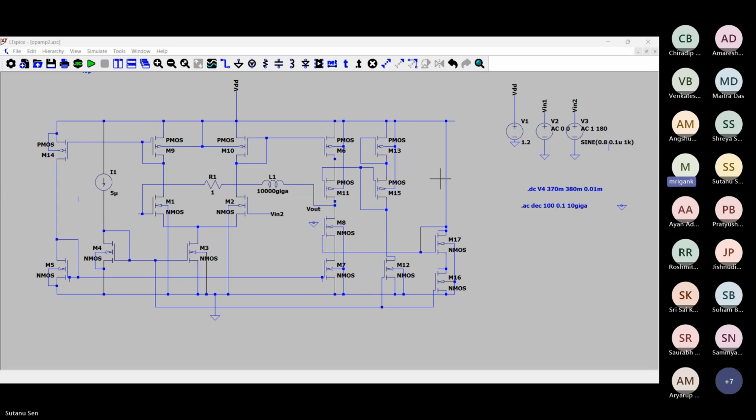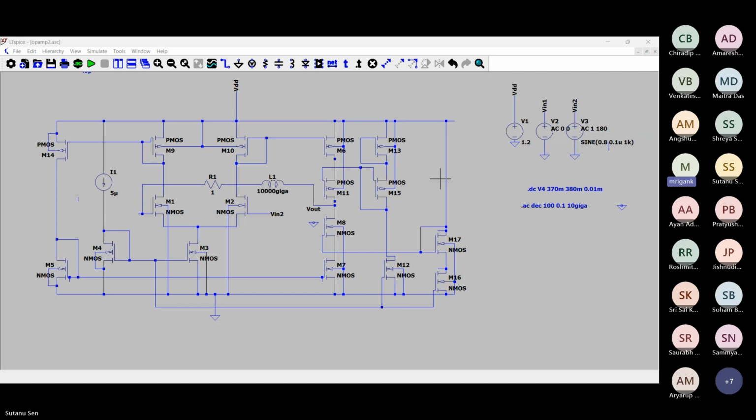If this A naught beta is much higher than 1, that means A naught is much higher than 1 upon beta, then you get more and more accurate results. Here the A naught that you have is 300K. So even a closed loop gain of 1,000 can be achievable here. We will discuss later how to decide the op-amp's open loop gain.